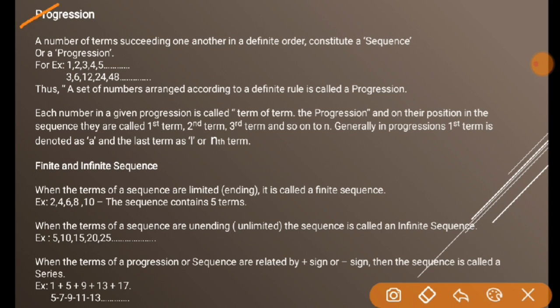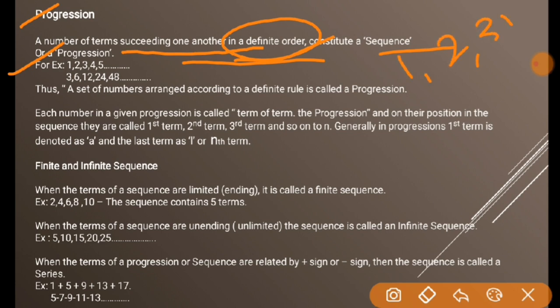So progression means a number of terms succeeding one another in a definite order constitute a sequence or a progression. So if a number of terms are succeeding one another in a definite order, such a sequence is termed a progression. For example, 1 2 3 4, all natural numbers in order. This can also be an example for progression.